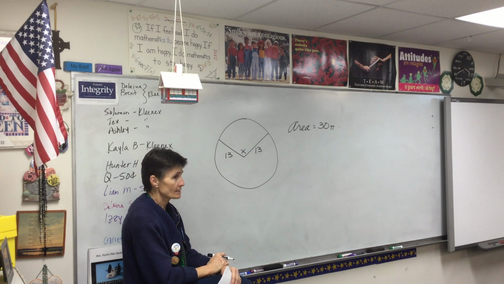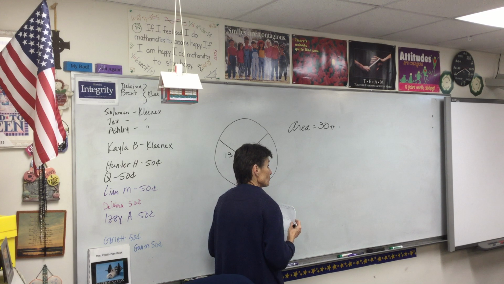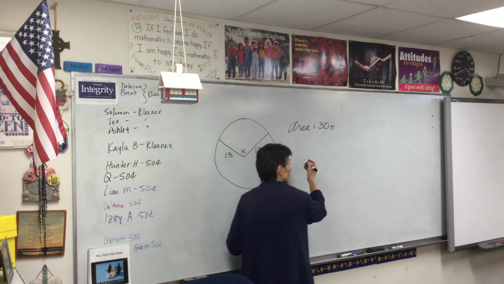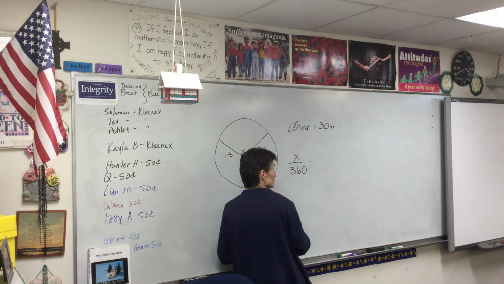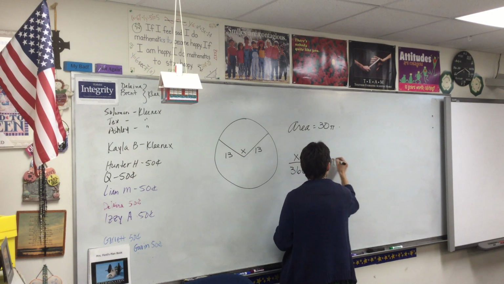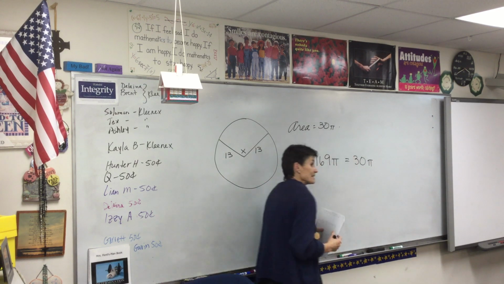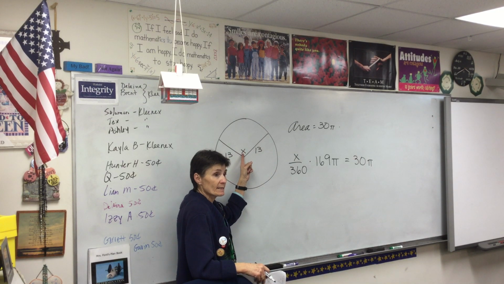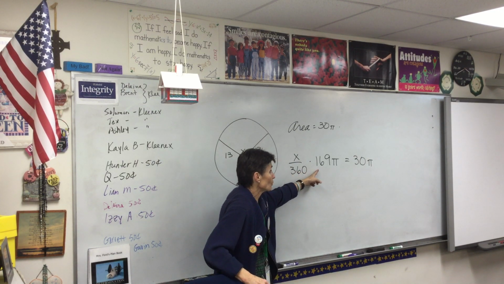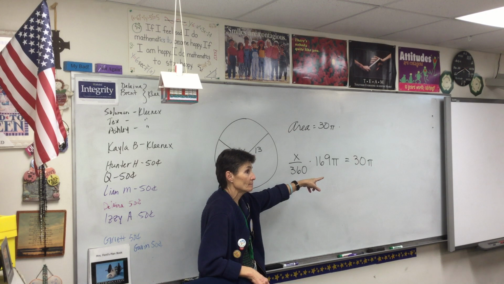Okay, how do we do this? Anthony? Can we still do the whole sector area formula? Absolutely. What's the formula say? X over 360 times 169 pi has to equal 30 pi. That's exactly right. You know the formula. The formula says angle over 360 times the area of the circle, pi r squared, and they tell you this time it has to equal 30 pi.